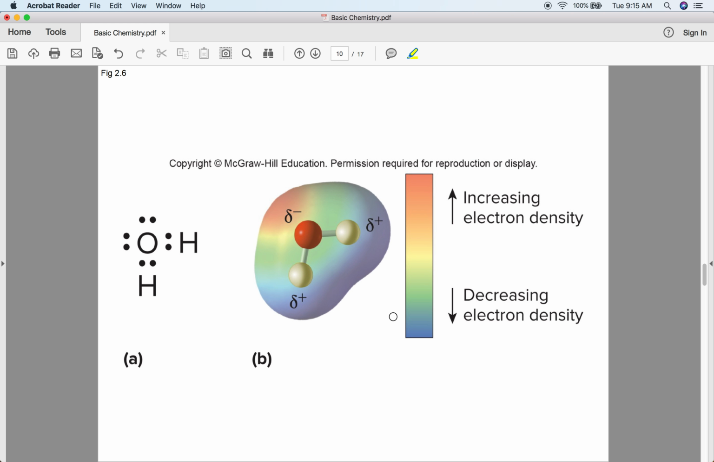All right, so let's look at water. Water is the biological solvent. This is what we find cells in, molecules in.